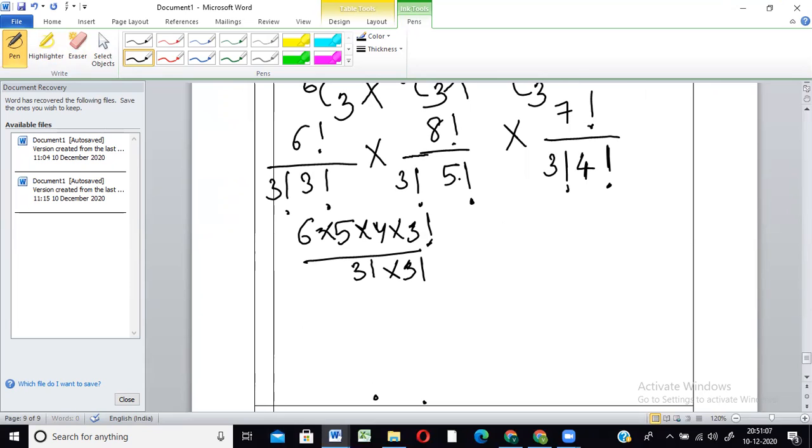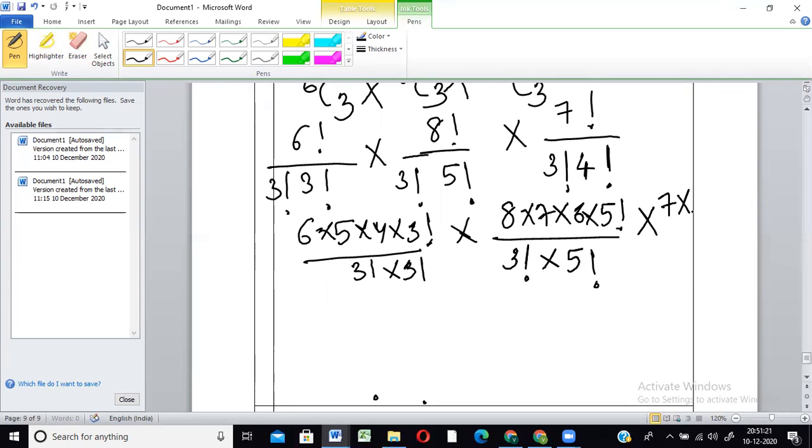Then for the next one, 8 into 7 into 6 into 5 factorial upon 3 factorial into 5 factorial, into 7 into 6 into 5 into 4 factorial upon 3 factorial into 4 factorial. Right? So these numbers are getting cancelled: 3 factorial, 3 factorial, 5 factorial, 5 factorial, 4 factorial, 4 factorial. Now 3 factorial is nothing but 3 into 2 into 1, that is equal to 6. 3 factorial and 6 we can cancel wherever we have. Whatever remains, that we just have to multiply.